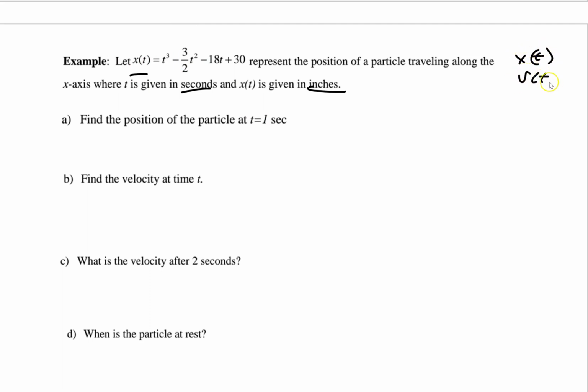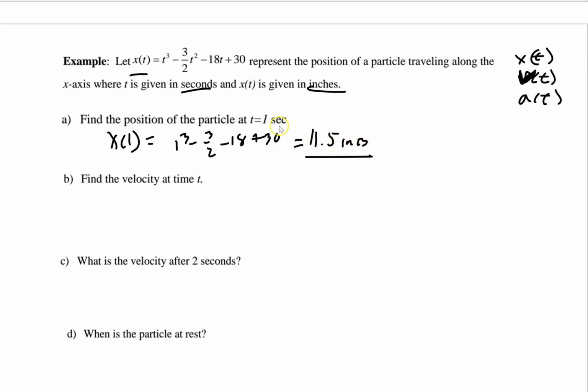Take the derivative of that for velocity, and another derivative for acceleration. So at t equals 1 second, plug in 1 for our function: 1 cubed minus 3 halves minus 18 plus 30. 12 plus 1 is 13, 13 minus 3 halves, so I get 11.5, about 11.5 inches. So the position at 1 second is about 11.5 inches to the right of the origin. Wherever you started, you're now 11.5 inches away.